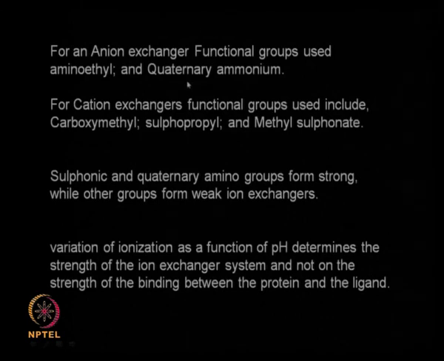So for an anion exchanger, the functional groups used are aminoethyl and quaternary ammonium. For a cation exchanger, the functional groups used include carboxymethyl, sulfopropyl and methyl sulfonate. Sulfonic and quaternary ammonium groups form strong, while other groups form weak ion exchangers. So variation of ionization as a function of pH determines the strength of the ion exchanger system.